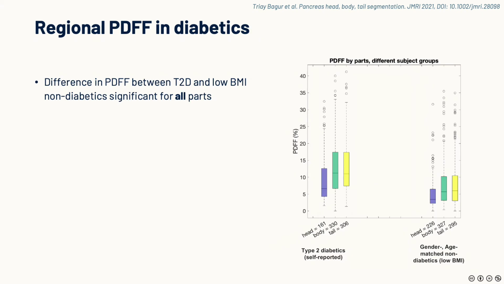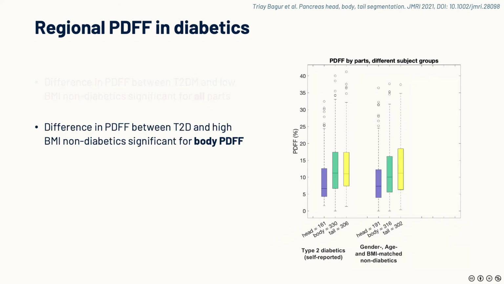For our exploratory study in diabetics, we found a significant difference in pancreatic fat between type 2 diabetics and the low BMI non-diabetics cohort when comparing head, body, and tail. We found a significant difference in pancreatic fat between type 2 diabetics and the high BMI non-diabetic cohort when comparing body PDFF.